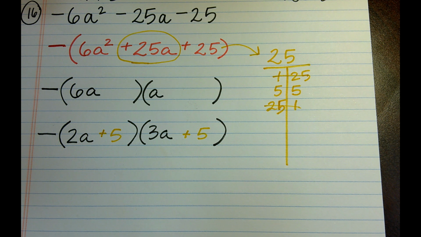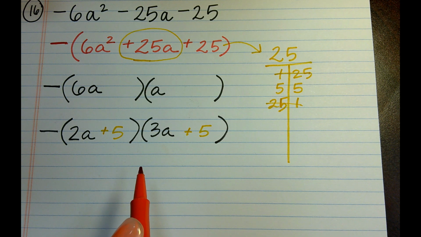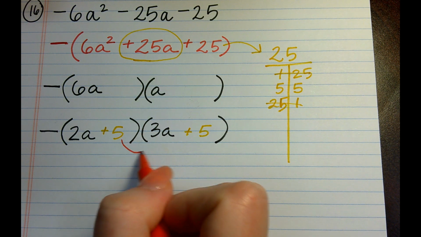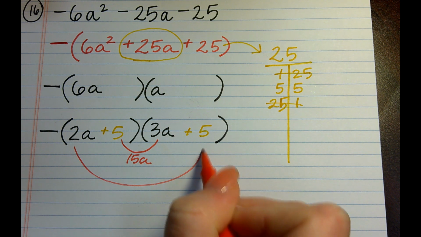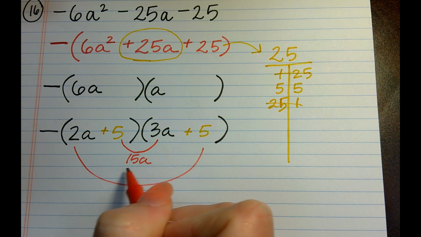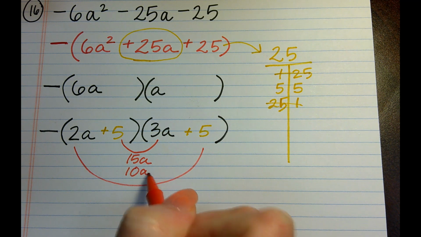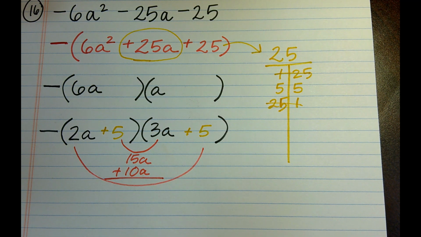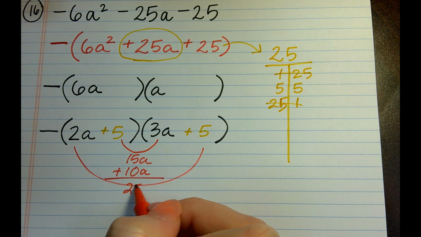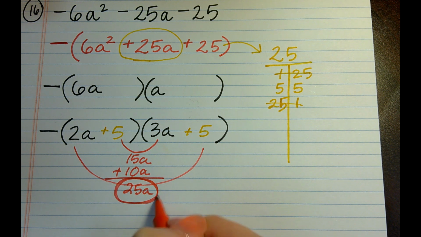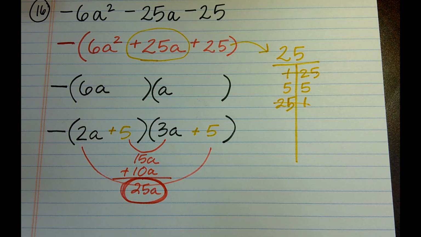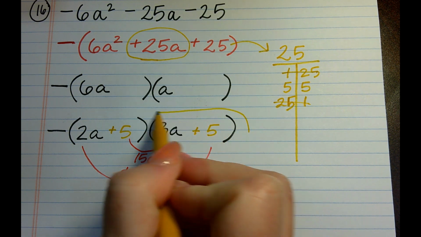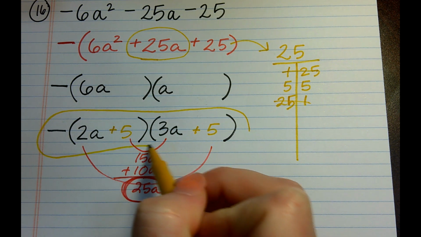Okay. So where do we go from here? Let's do the rainbow method. We've got 5 times 3A, 15A. And then 2A times 5 is 10A. 15A plus 10A is 25A. It works. So this would be our answer.